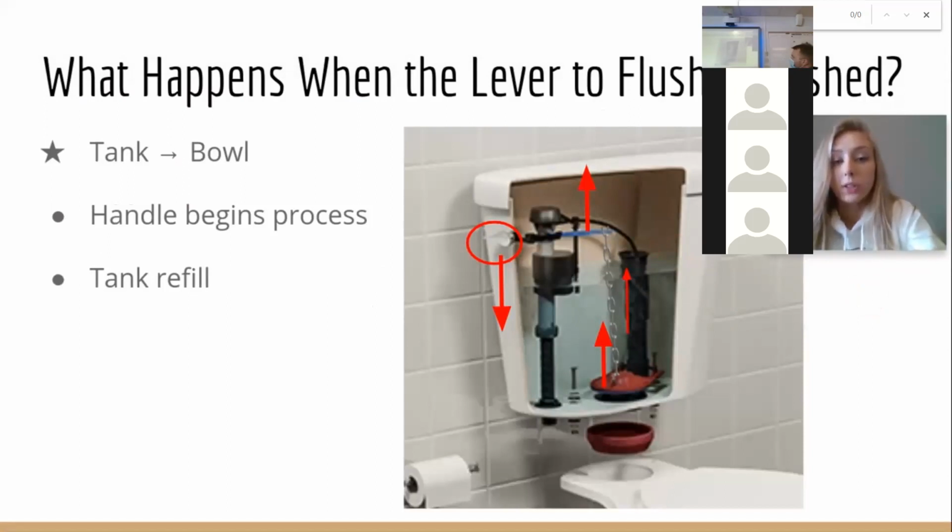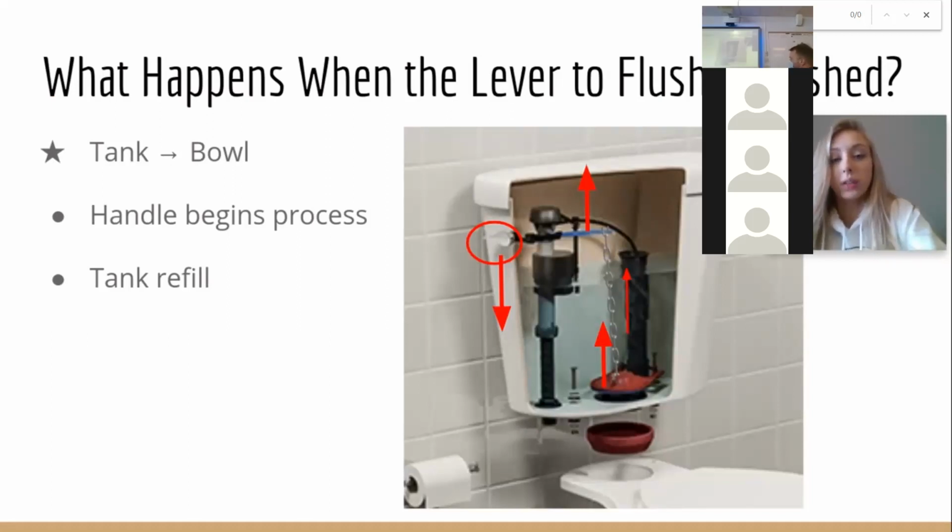The flapper opens when you push the handle, and the water from the tank rushes into a channel under the toilet seat. The water flows through little holes like jets cut in the rim. This is what you see when water rushes to the sides of the toilet after you flush.